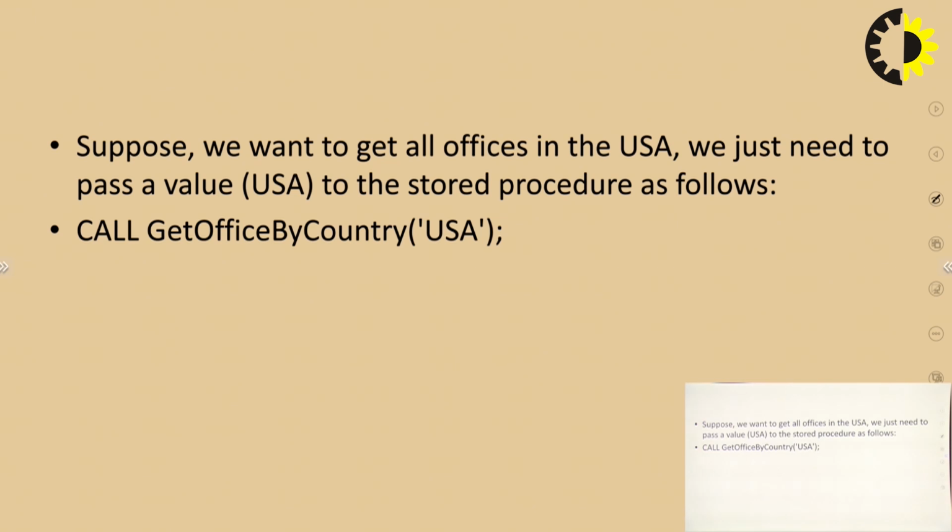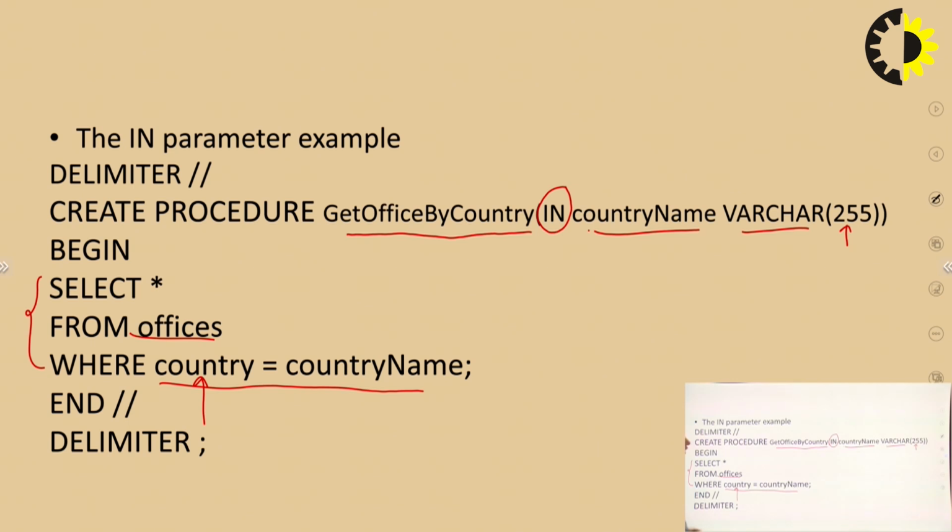Suppose we are looking for the offices in the USA. We just need to pass the value USA to the get office by country stored procedure. So we are calling the procedure get office by country and passing the parameter USA. The USA will be stored in country name and matched against the table offices. Whenever the country is USA, it will collect all the rows and display them.